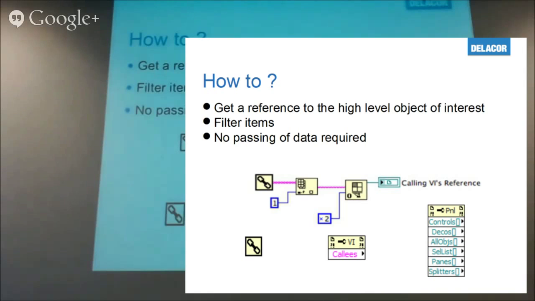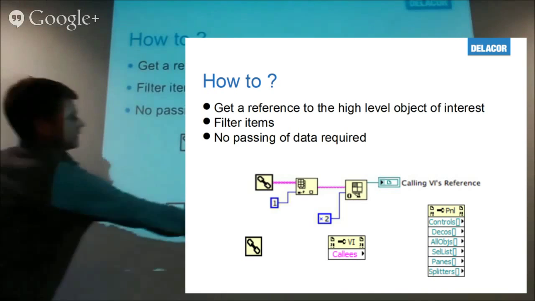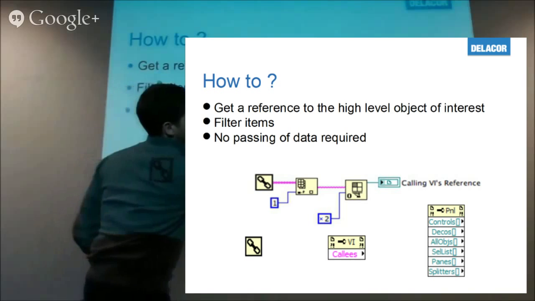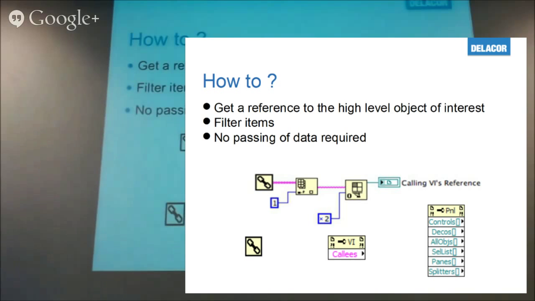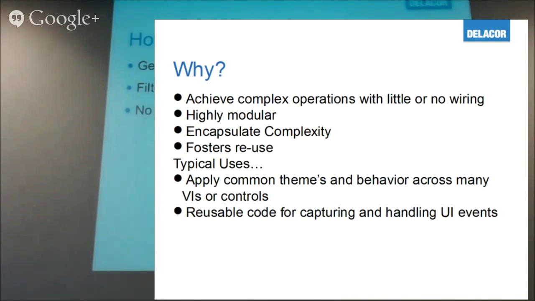We can also obtain a reference to a front panel of a VI, just wire in the VI reference to a property node, obtain the front panel property of a VI, and then we can get references to things like controls, decorations, panel objects, things on the block diagram now as well, panes and splitters, things that we might be interested in influencing or controlling.